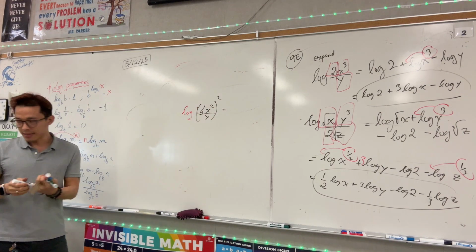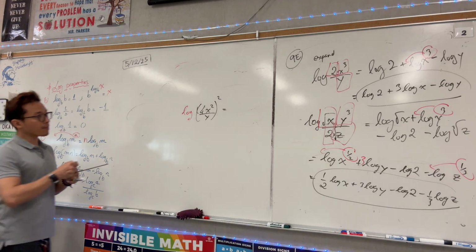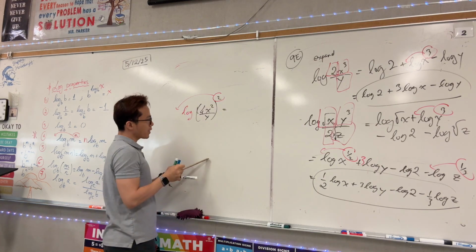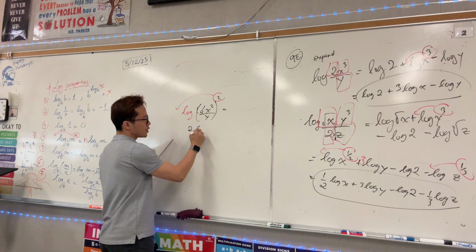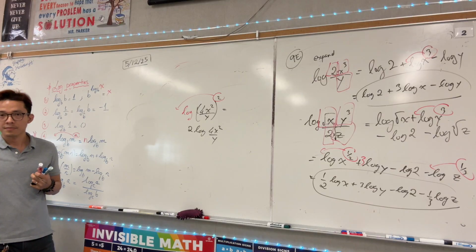When you see the power outside like this, what are you gonna do? You break it down, like we did the other one, but it's going to be a little bit different. How is it different? You put the power in the front first, because everything here is to the power 2. So it would be 2 log 4x squared over y, yeah.